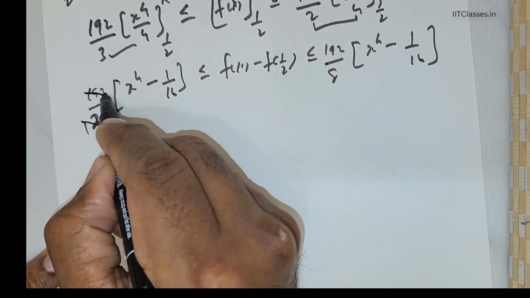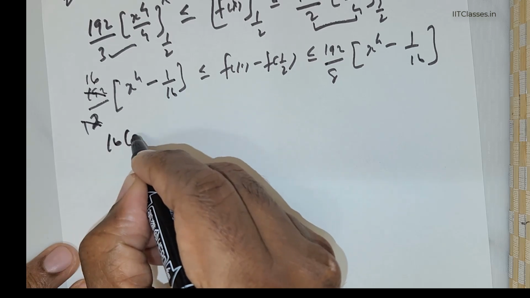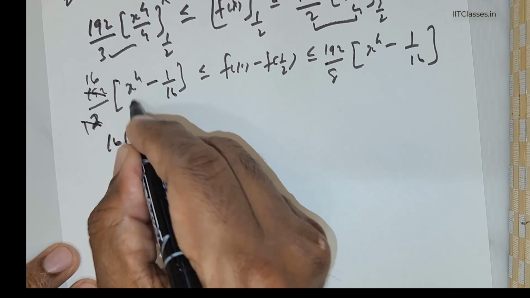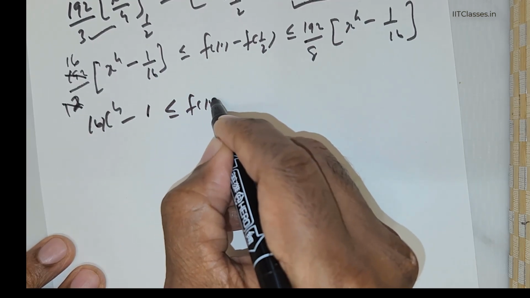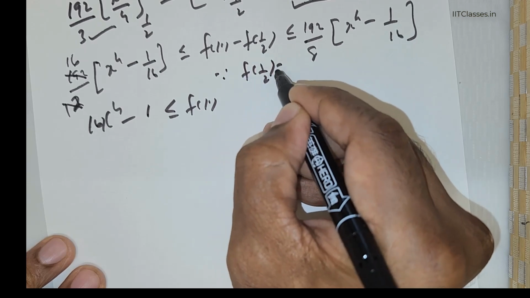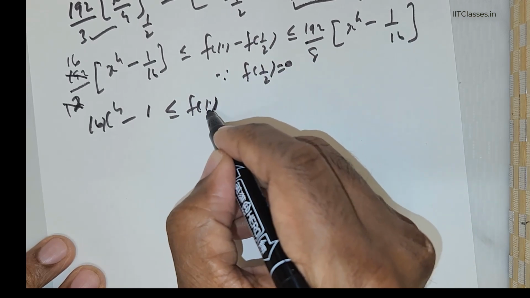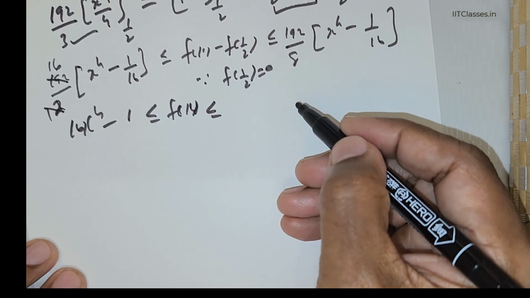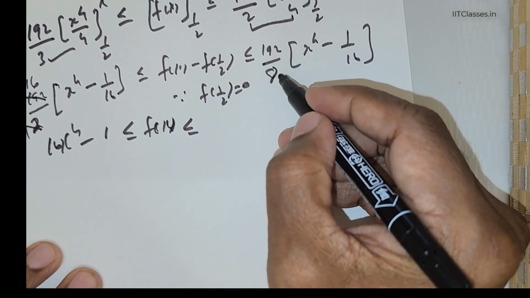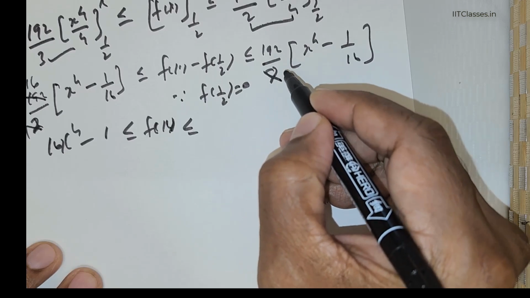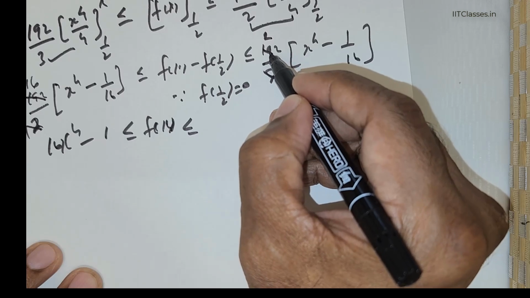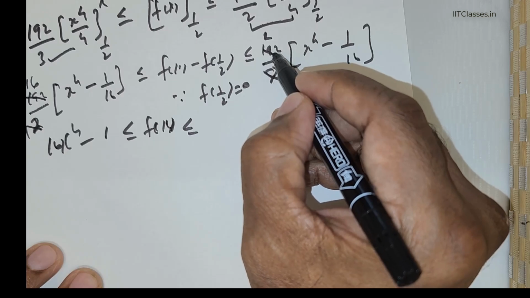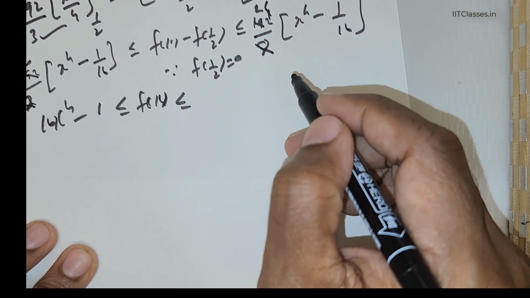Now 12 divides 192 16 times. So this is 16 times x raised to the power of 4 minus 16 times 1 over 16, that's 1, less than or equal to f of x. Now we are given f of 1 over 2 is equal to 0. So that's the reason we got f of x alone, less than or equal to. Now we will have to reduce this. If I were to use 8, it divides 192 24 times. So 8 times 4 is 32.